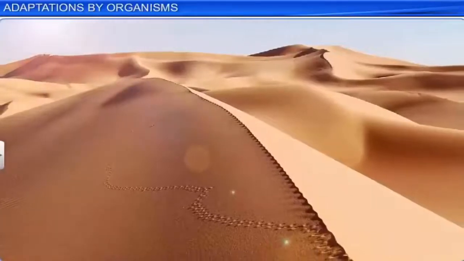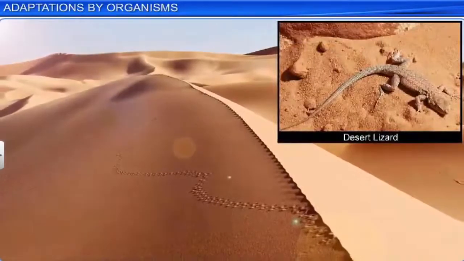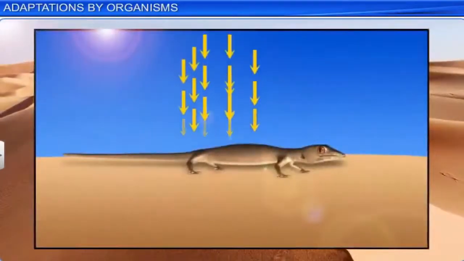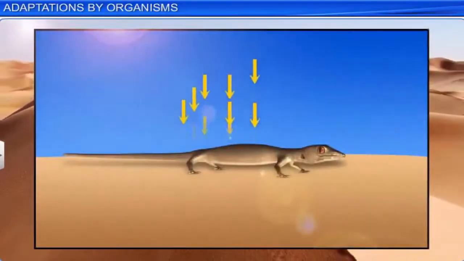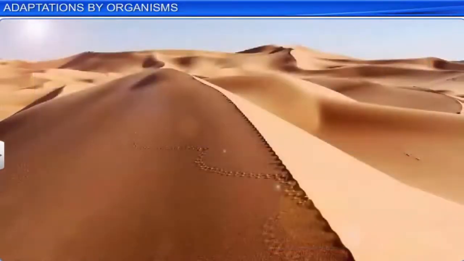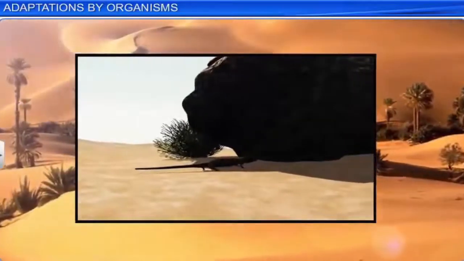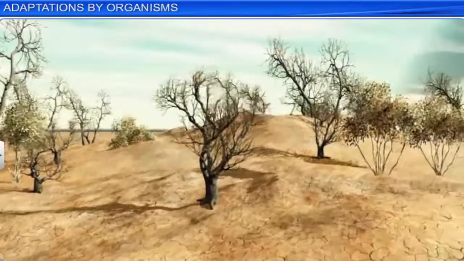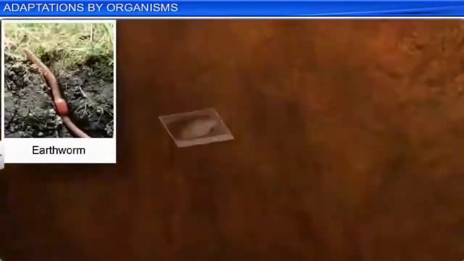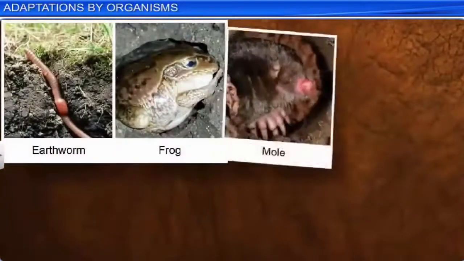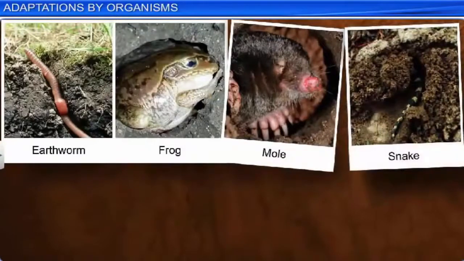For example, the desert lizard manages to keep its body temperature fairly constant by absorbing heat while lying in the sun when its body temperature is below normal. But when the ambient temperature is high, it moves into the shade. Likewise, some organisms such as earthworms, frogs, moles, and snakes burrow into the soil to escape the above-ground heat.